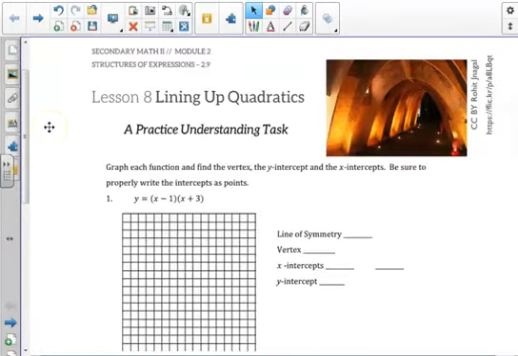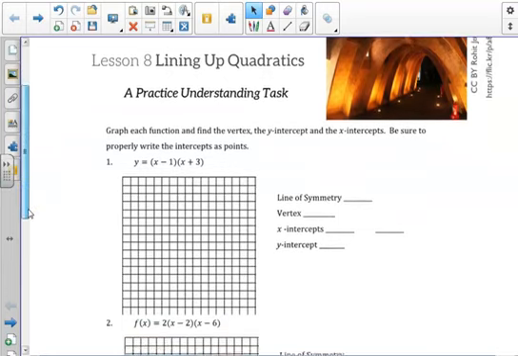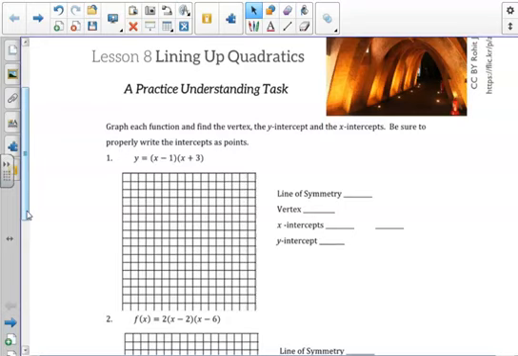In Lesson 8, Lining Up Quadratics, we are asked to graph each function below in 1 through 4 and find the vertex, the y-intercept, and the x-intercepts. We are then asked to be sure to properly write the intercepts as points. If we take a look at number 1, we can see that this equation is definitely in what we would call factored form, and we've been working in factored form for the previous several lessons in this unit.